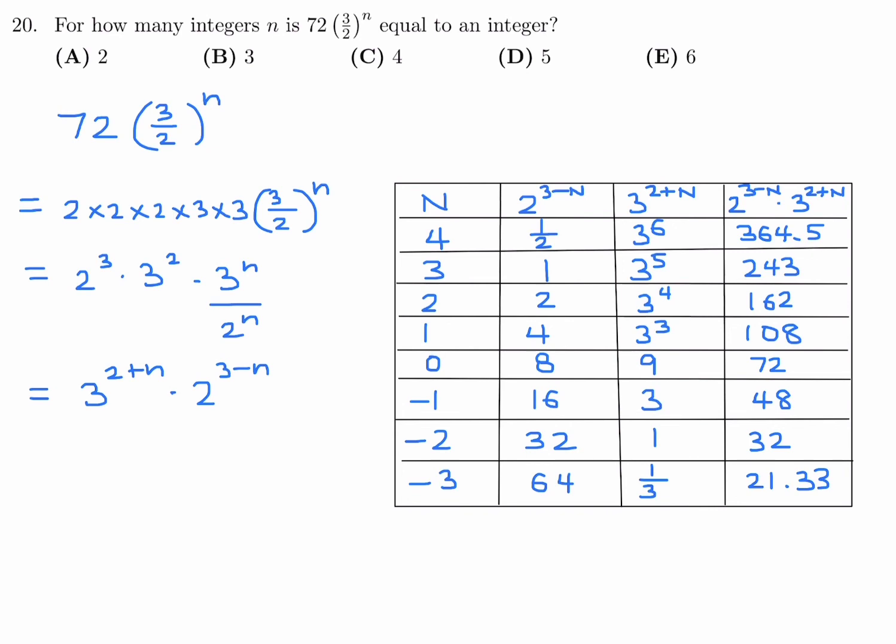So we got integers here, 1, 2, 3, 4, 5, 6, for the corresponding values of n. And those are these guys. And there's 1, 2, 3, 4, 5, 6 of those. So 6 values of n make this expression an integer. Therefore, number 20, the answer is E.